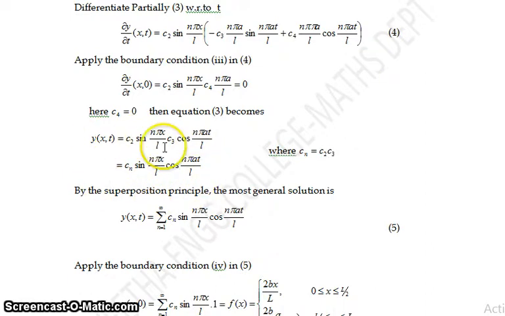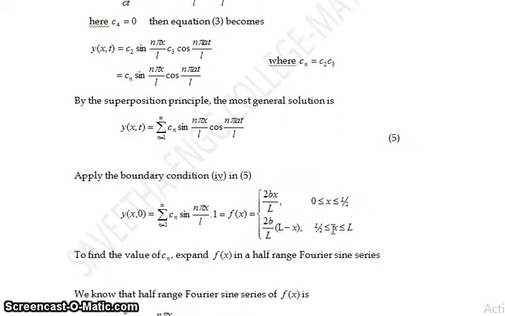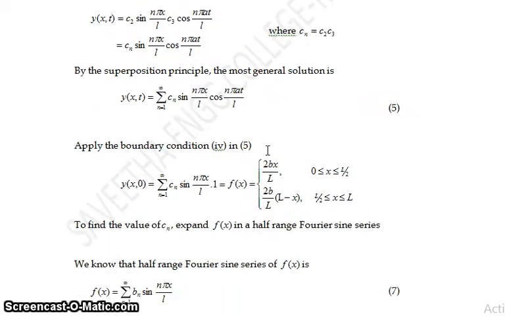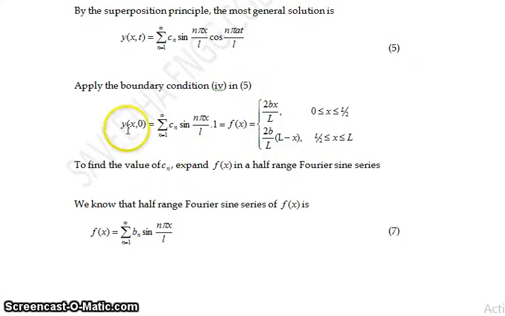Then write the general solution for this equation: y of x comma t equals the summation from n equal to 1 to infinity of cn sin n pi x by L into cos n pi at by L. This is equation number 5. Okay, next substitute 5 in 4. We get y of x comma 0 equal to, putting t equal to 0, cos 0 is 1. So we get the summation of cn sin n pi x by L equal to f of x.